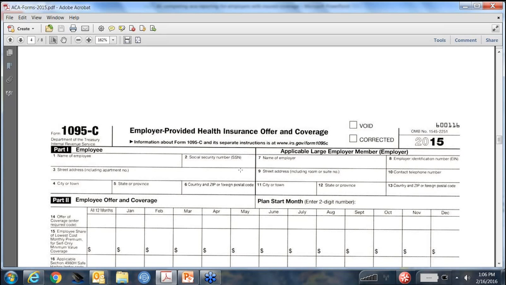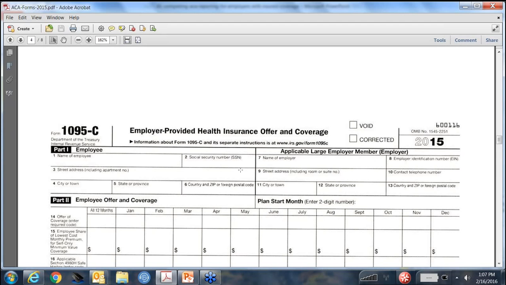Now, what's very confusing, I just had a client ask me this. Suppose you had an employee in a measurement period, and they're a variable hour employee. You put them through a measurement period, and in any month they had 130 hours. Do they get a 1095C? The answer is no, because that person is not deemed to be full-time until they get to their stability period. When they're in the measurement period, they're not full-time, and if you use a 12-month measurement period and they've never completed 1,560 hours, they're not full-time.